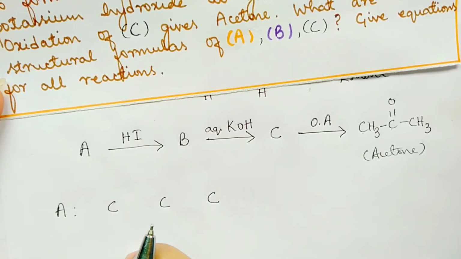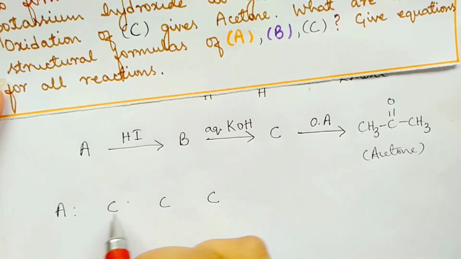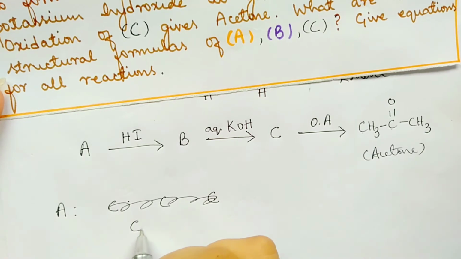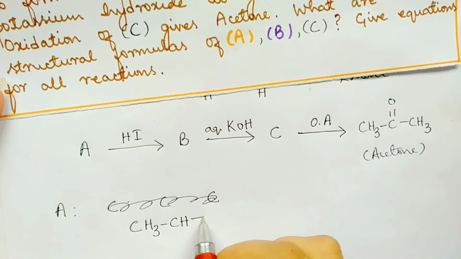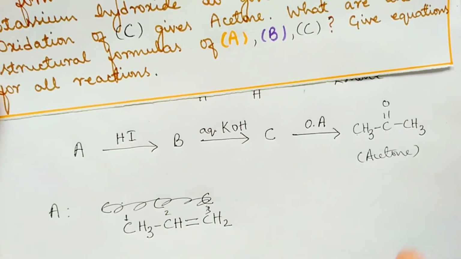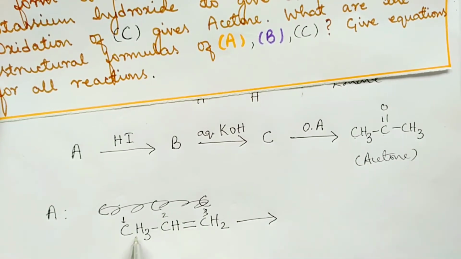Now here we don't know whether it is a saturated hydrocarbon or an unsaturated hydrocarbon. Saturated hydrocarbons are alkanes and they are stable, not so reactive. Okay, so here it should be an alkene. So CH3, CH, double bond, CH2. How many carbon atoms? 1, 2, 3. Okay. Next, this is your compound A.